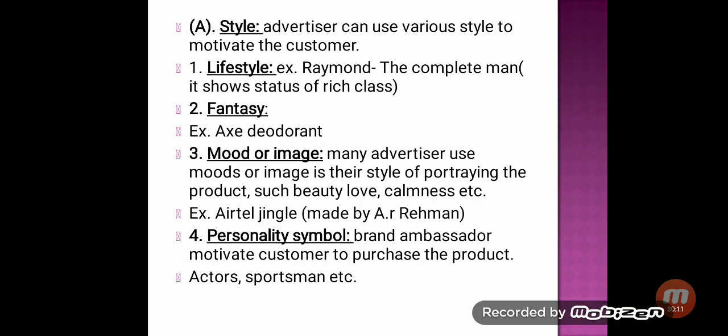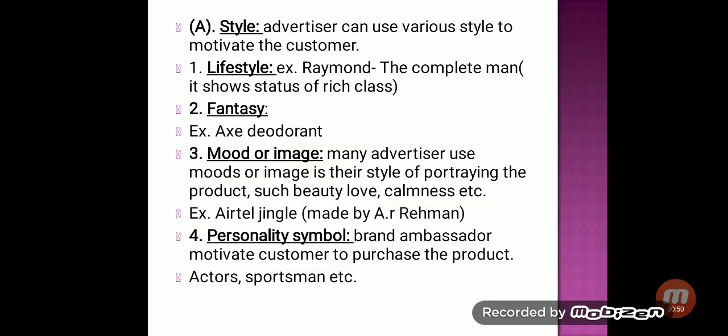So various things are there during the execution of advertisement. First one is style. Advertiser can use various style to motivate the customer. First one is lifestyle. Say for example Raymond, the complete man. It shows status of rich class. So various taglines are also used. So Raymond, in their advertisement they are using a tagline, the complete man. It means they are portraying that if you are wearing the cloth of Raymond company, then you are a complete man.